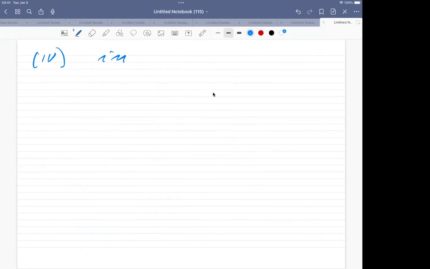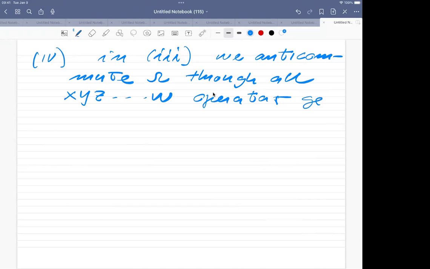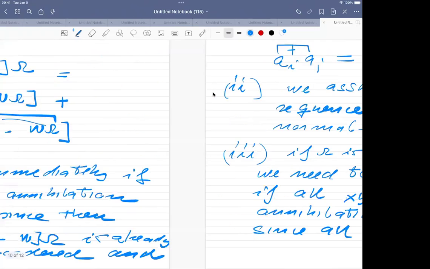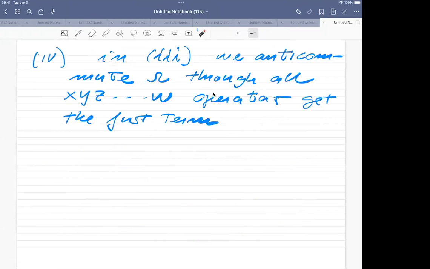So if we take this point 3, what we do then is that we anti-commute this operator gamma through all the X, Y, C to W operators. And then we get the first term, which is the normal order product. So that means the first term would be this one, just a normal ordering of that one. And all the anti-commutations which are then produced give the second term of the lemma.